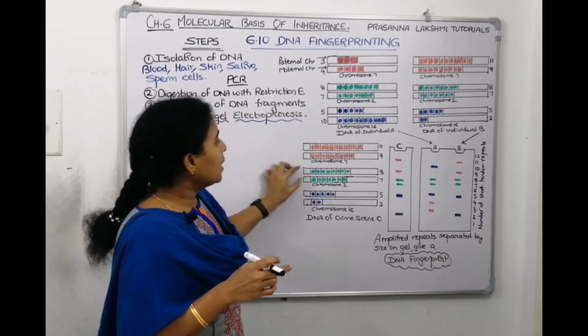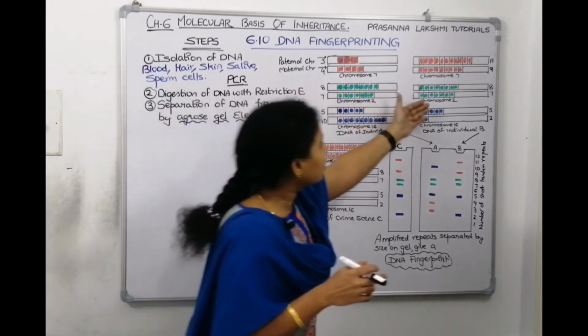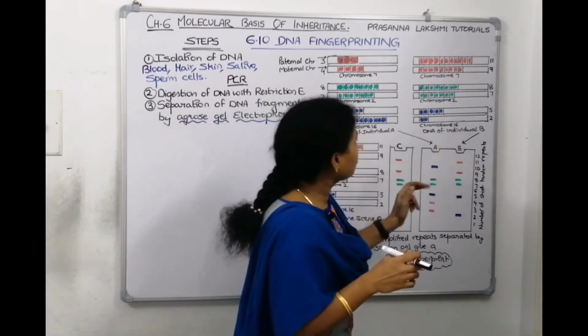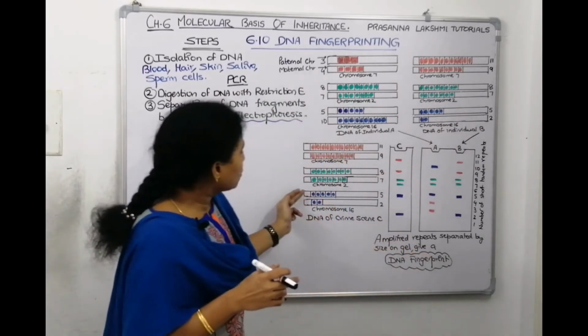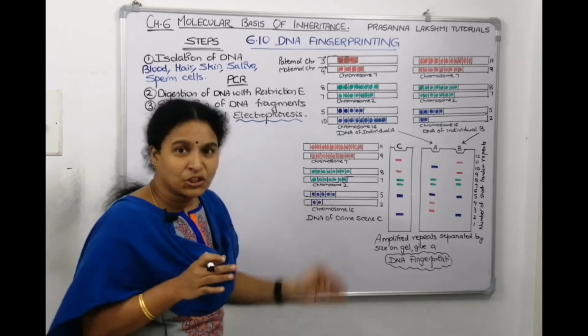Chromosome number 2, if you see 8 and 7 repeats, it will not give you any hint because this person also has 8 and 7, this person also 8 and 7. Coming to the 16th chromosome, 5 and 2 repeats. Here also 5 and 2 repeats, right? So till here we have done digestion.